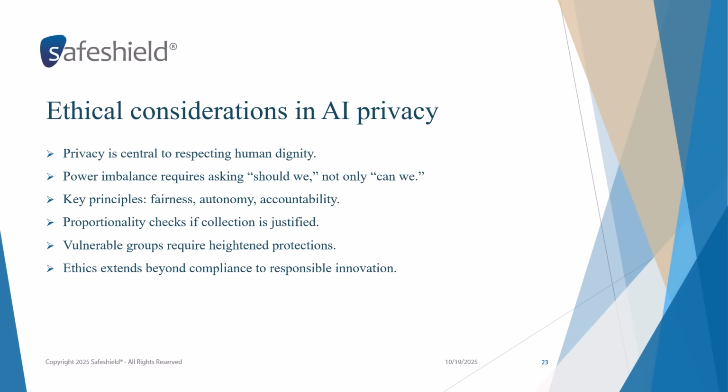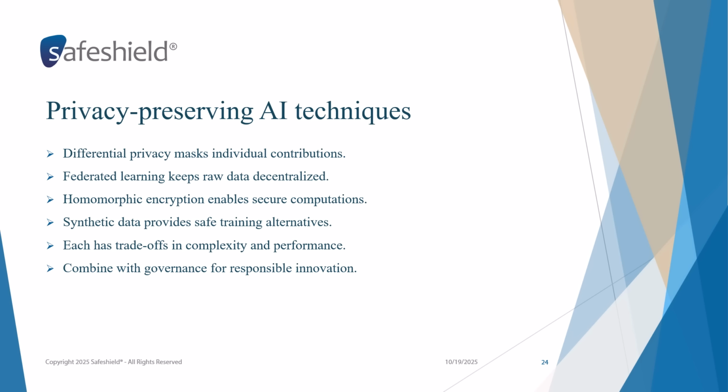Embedding ethics into AI privacy practices goes beyond compliance checklists. It reflects a commitment to building technology that serves people responsibly, ensuring that innovation does not come at the cost of fundamental rights. To address the challenges of privacy in AI, researchers and practitioners have developed a range of privacy-preserving techniques. These methods enable organizations to extract value from data while reducing risks to individuals.